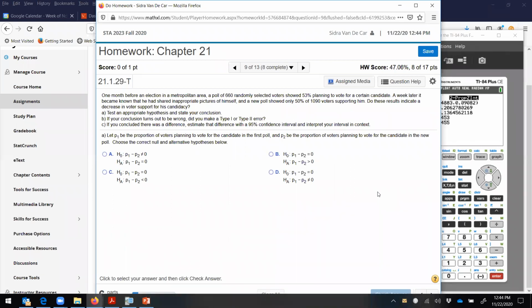Okay, 1 month before an election in a metropolitan area, a poll of 660 randomly selected voters showed 53% planning to vote for a certain candidate. A week later, it became known that he had shared inappropriate pictures of himself, and a new poll showed 50% of 1090 voters supporting him. Do these results indicate a decrease in voter support for his candidacy? All right, P1 is the proportion of voters planning to vote for the candidate in the first poll, and P2 in the second. Should be that they're the same, so we can rule out A. And then we think that P2 would be lower. So if I move this to the other side, see P2 would be lower.